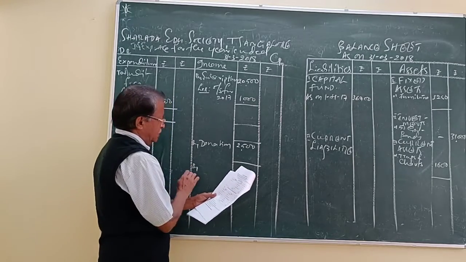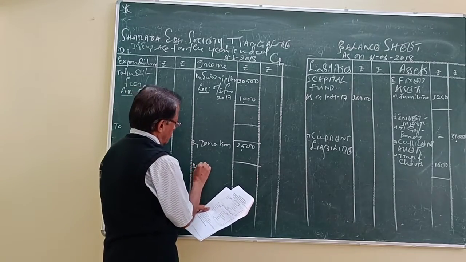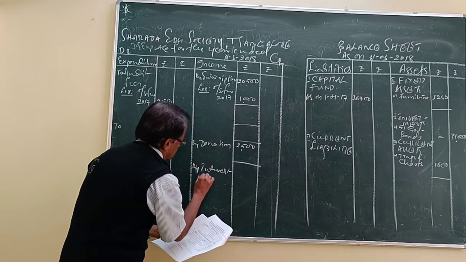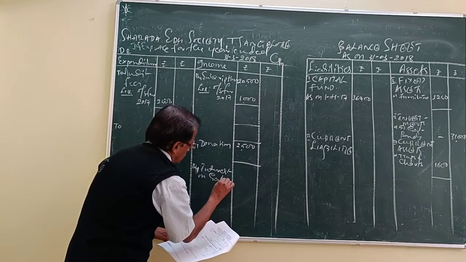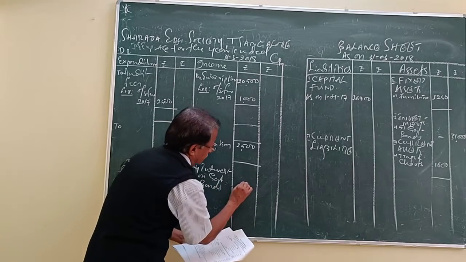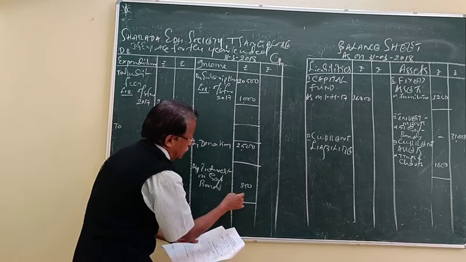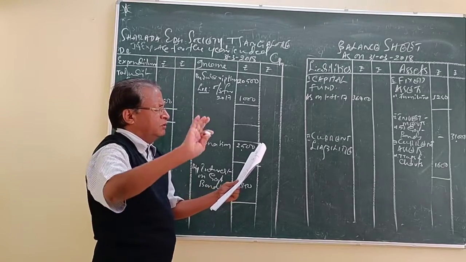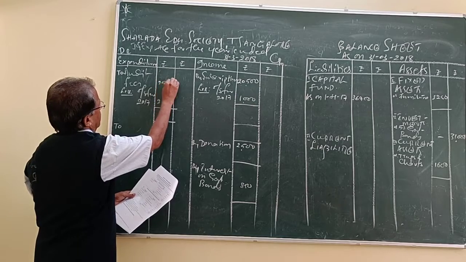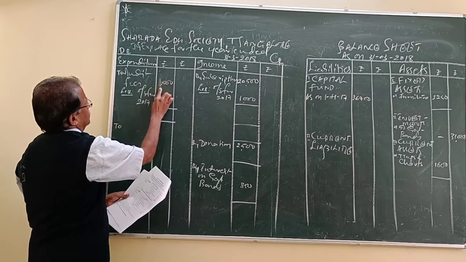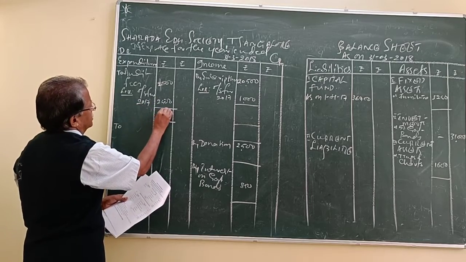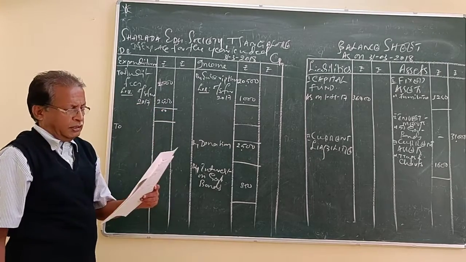And last one, by interest on government bond. How much? 850. We have to show in the inner because there is one adjustment. Come to credit side. Audit fees. How much? 2,500 paid. And this 2,500 belonging to the previous year should be shown as deduction. And difference is 0, that will be shown in the inner column.